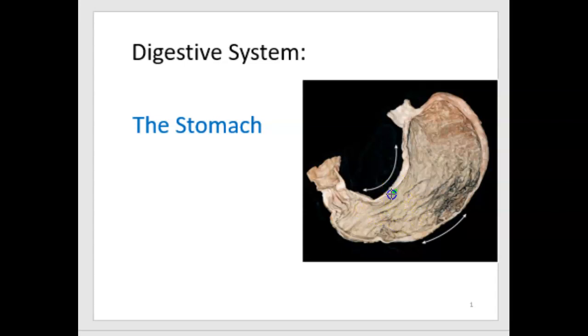You can also see the region that narrows. That is called the pyloric region. And there's a valve here called the pyloric sphincter, sometimes called the pyloric valve. That leads into the first part of the small intestine, called the duodenum or duodenum, depending on who's pronouncing it. So in this lecture, we'll review the structure, the gross anatomy, and then we'll look at the tissue types that are found in the stomach and relate those facts to the function of the stomach.